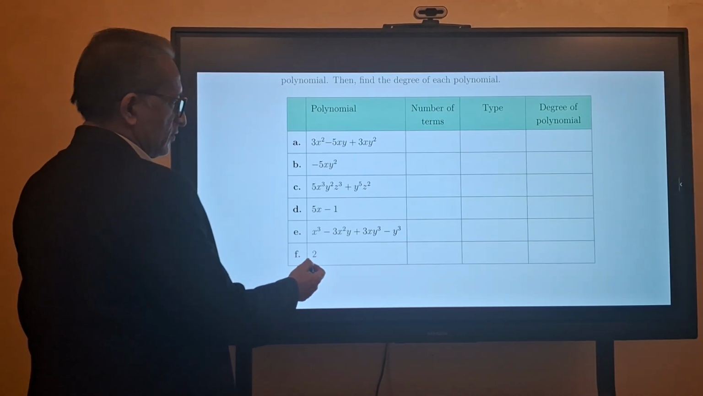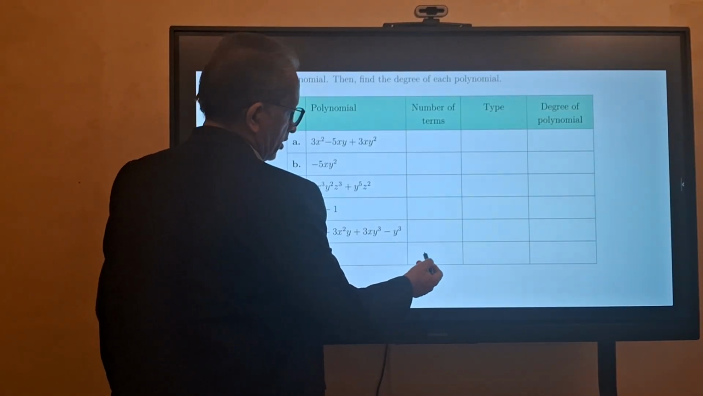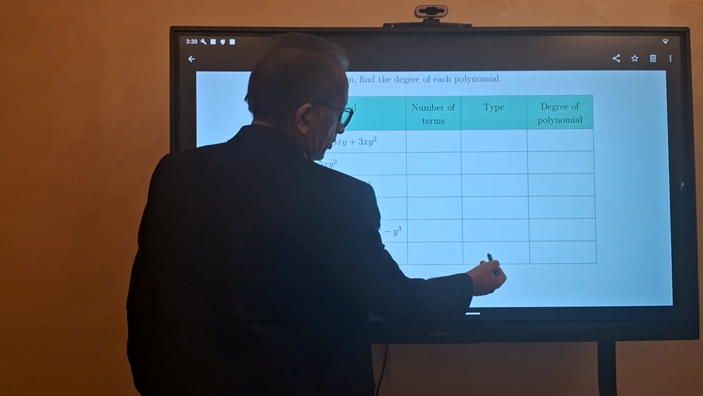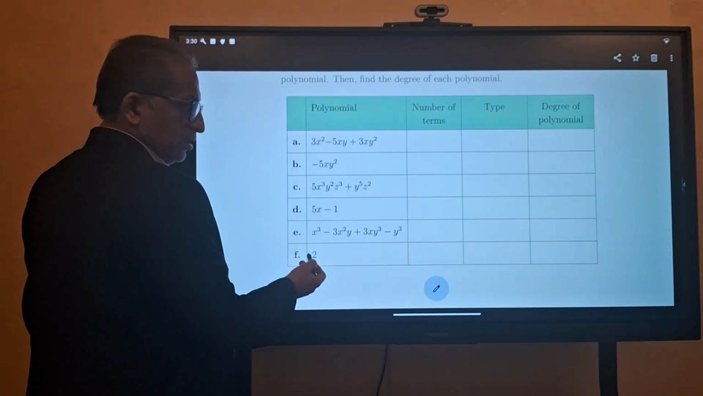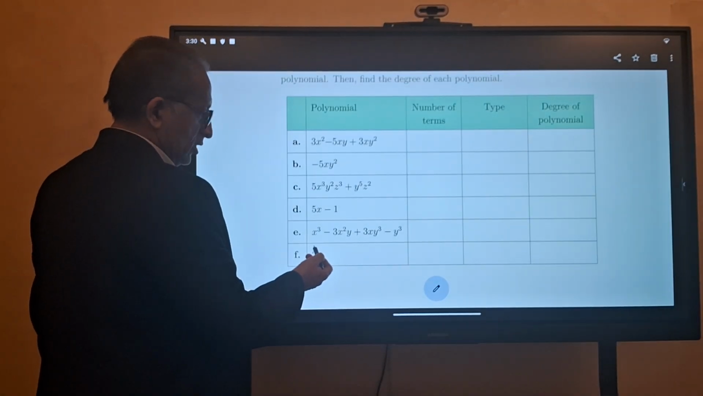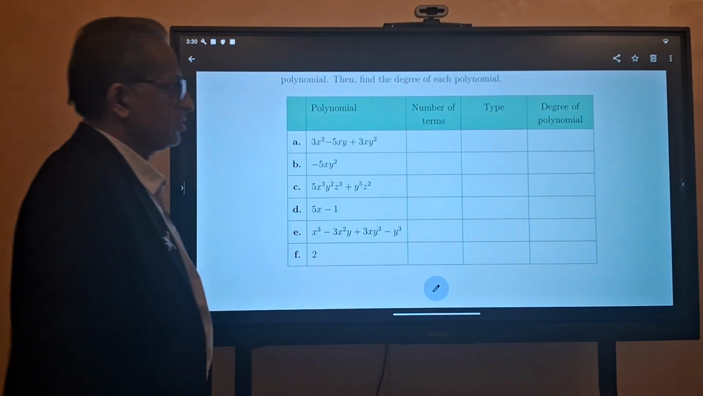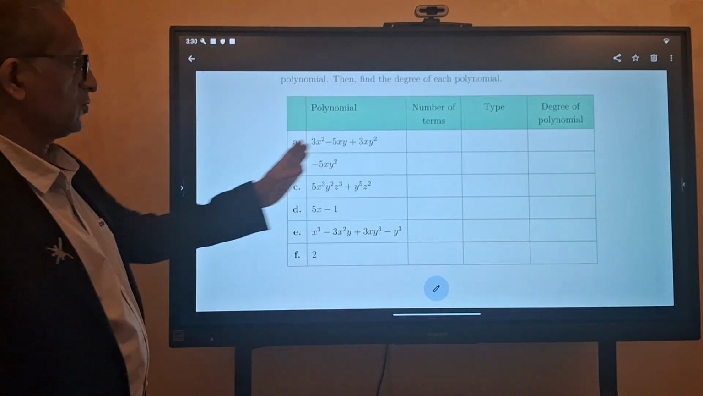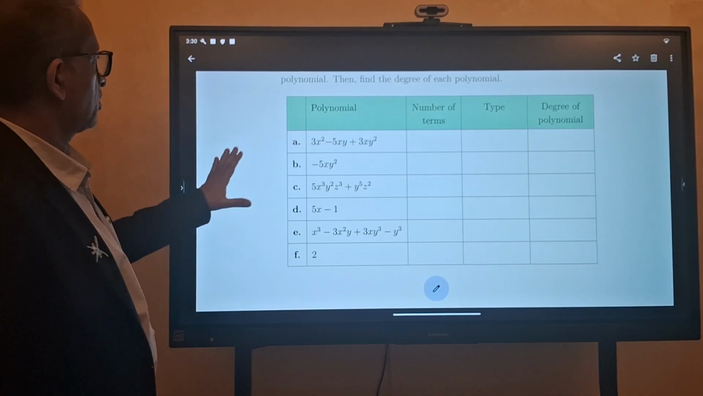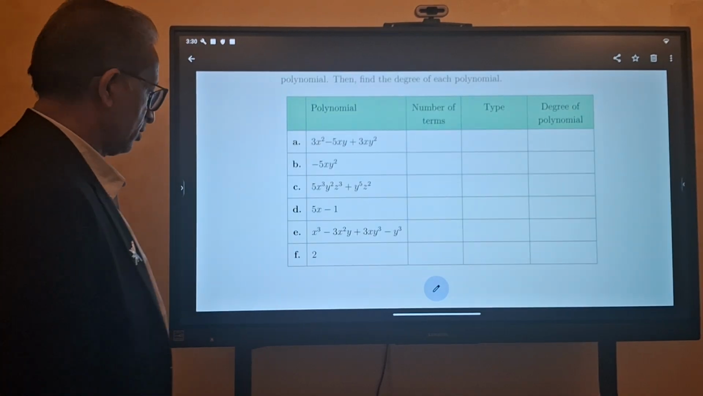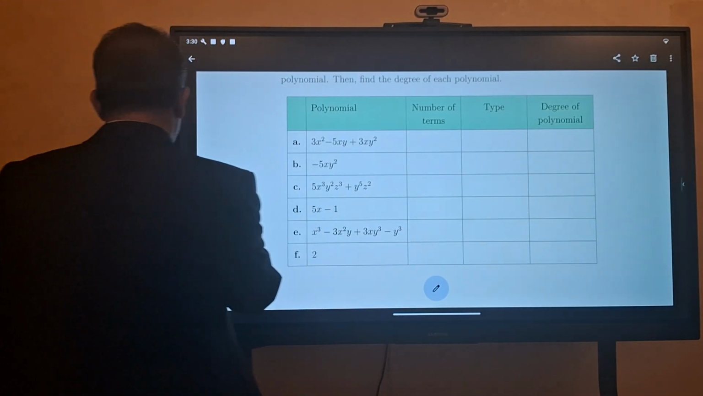Here we have a single term. Number of terms 1, monomial. What is the degree of the number? It is always 0. So therefore the degree of the polynomial is 0. So this is how we have to solve this particular question number 20.